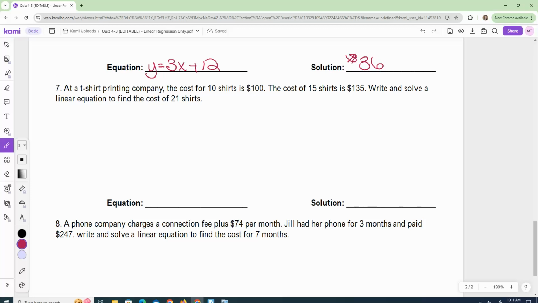At a t-shirt printing company, the cost for 10 shirts is $100. These things are happening at the same time. 10 shirts, $100. When I give you 2 numbers that are happening at the same time, what have I just given you? An ordered pair. The cost for 15 shirts is $135. Again, those go together. When you have 15 shirts, the cost is $135. So that is a second ordered pair.